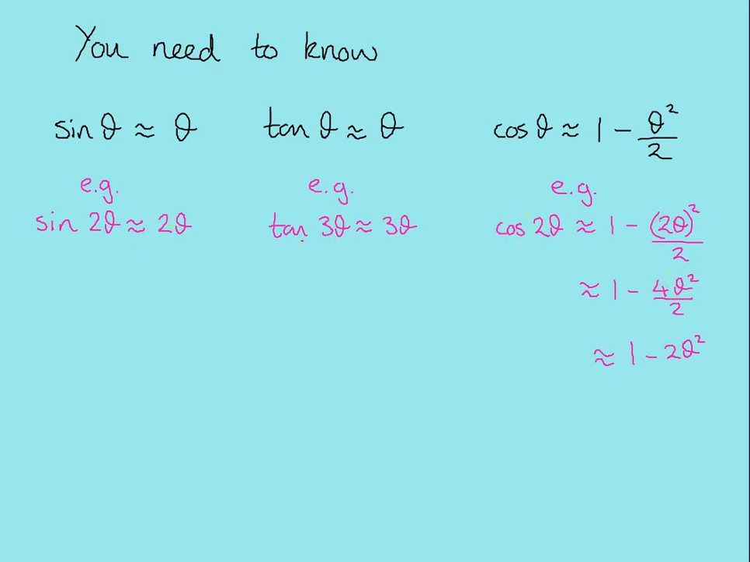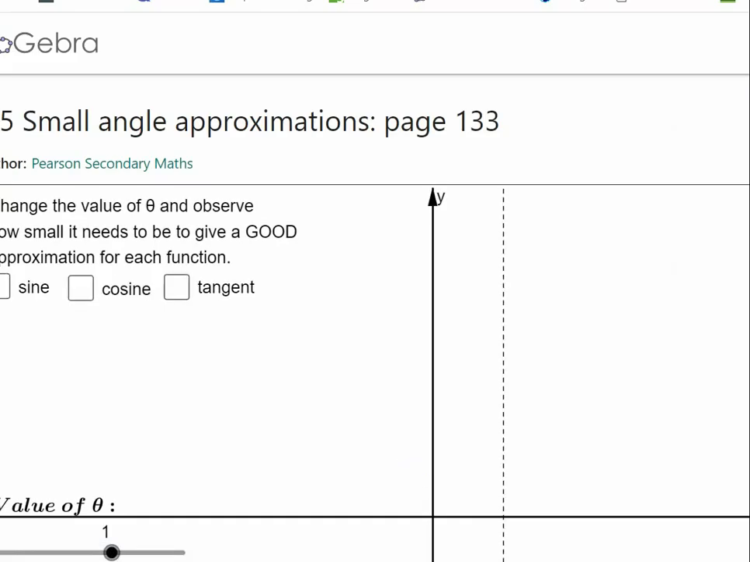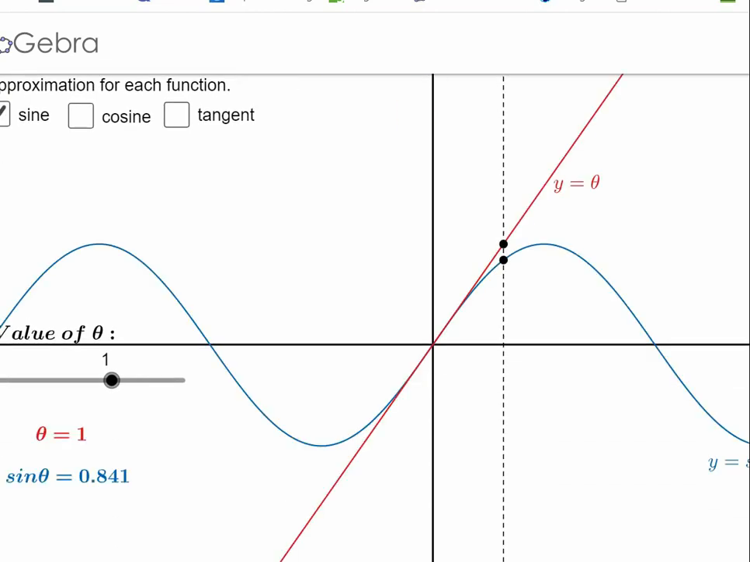Right, so if you're watching this thinking, what is he talking about? You just need to know the formulas. And I'm going to show you this because it explains it beautifully. Right, so here's a sine curve. The blue is the sine curve, and what we're saying is that sine theta is approximately equal to theta when angles are small.